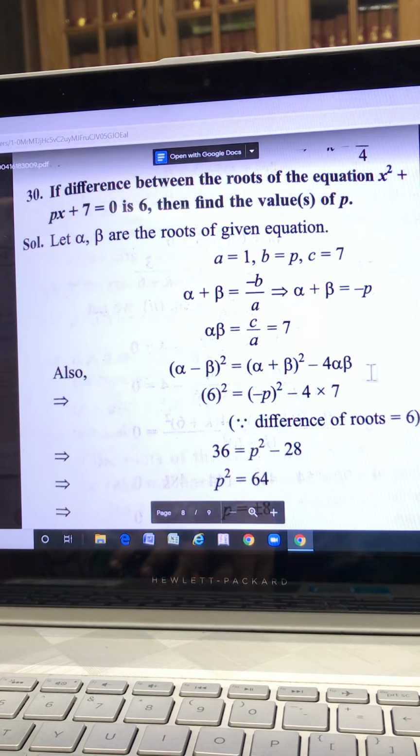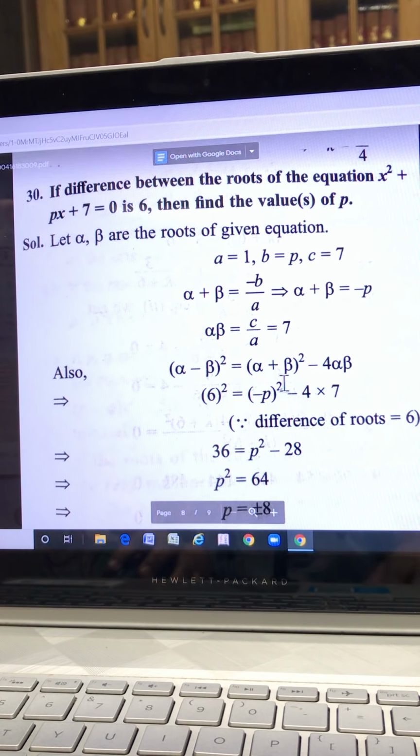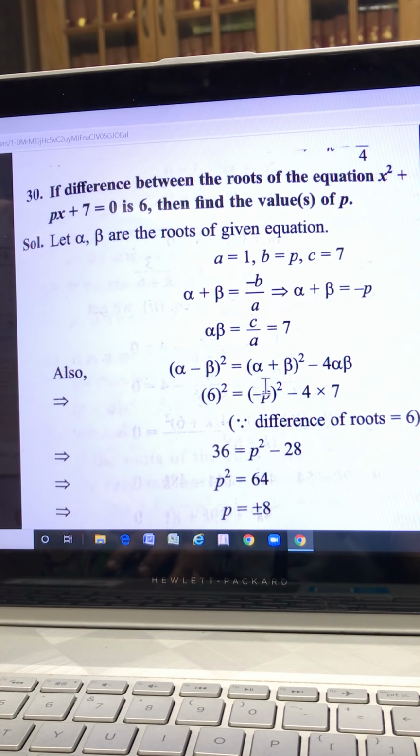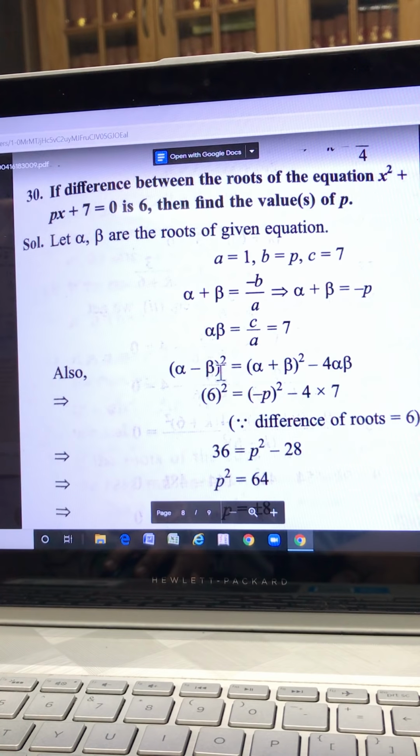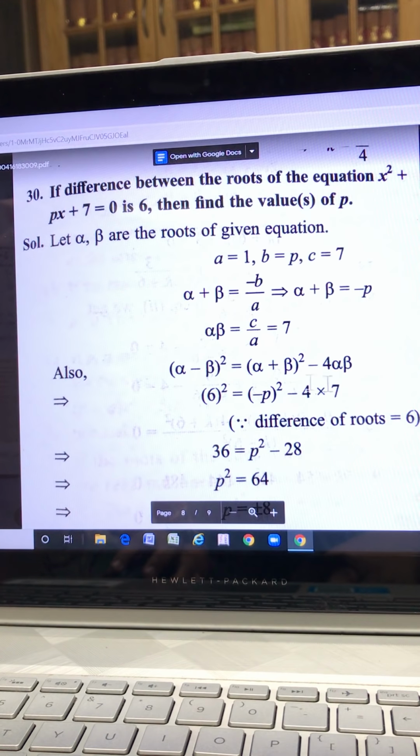Now this is a very important identity. Many of you must have done it. If you have not done it, please do it. This will be used again and again. That alpha minus beta whole square is equal to alpha plus beta whole square minus 4 alpha beta. You can easily verify this identity on the RHS. If I write the formula for alpha plus beta whole square, I will get alpha square plus beta square plus 2 alpha beta. Then 2 alpha beta minus 4 alpha beta will give you minus 2 alpha beta, and that will make the identity of alpha minus beta whole square. So you can easily verify this identity, and you have to remember this identity also.